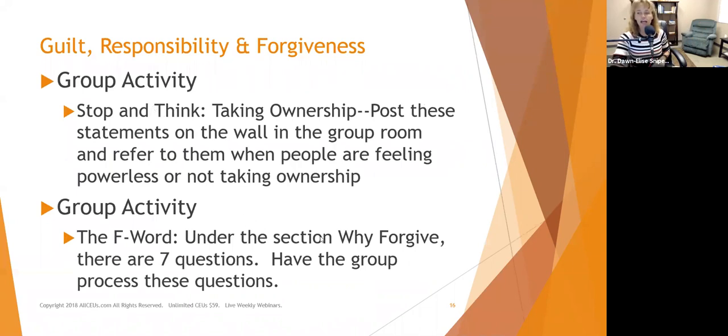The F word. Under the section Why Forgive, there are 7 questions that talk about why forgiveness is helpful, and that's another forgiveness activity that you can do with clients, and have them process why forgiveness is helpful. First step, helping them understand forgiveness does not mean saying it's okay, and it does not mean forgetting. Forgiveness means deciding to let go of the energy invested in it.